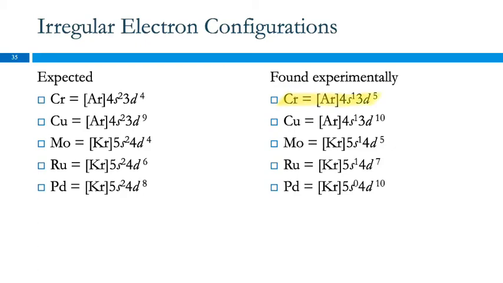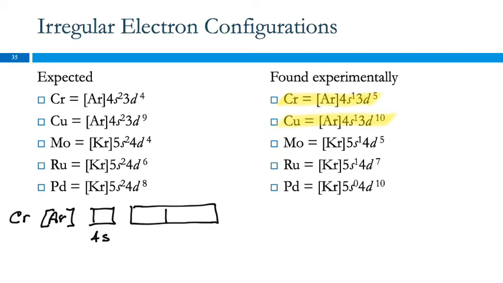But these are the two I want you to know, chromium and copper. So let's look at the orbital diagram for chromium and see what's happening between the expected and the experimental. For chromium, we've got argon, and we're just going to look at the valence electrons, the ones after argon. So there's 4s, and then there's 3d. The 3d has 5 orbitals.